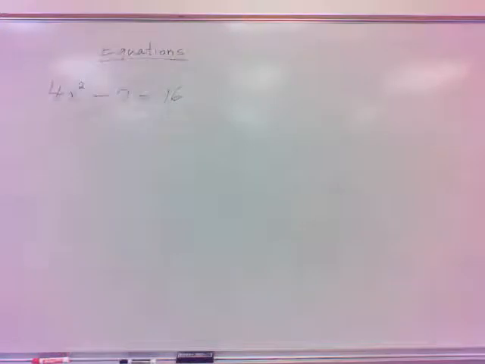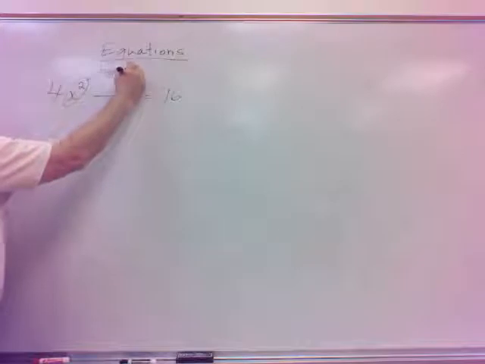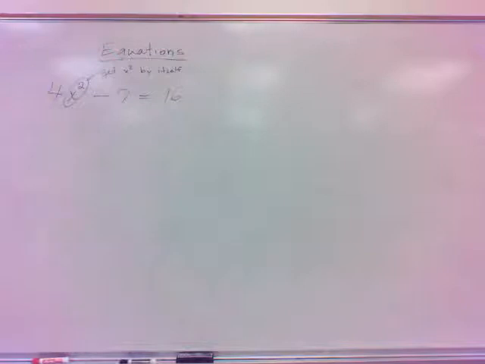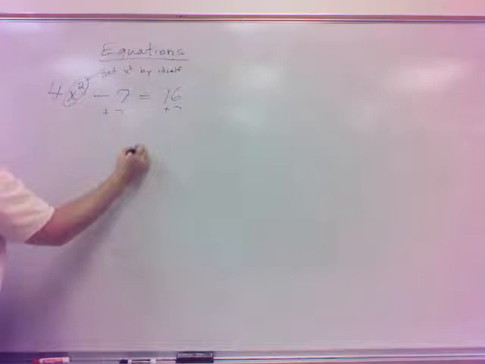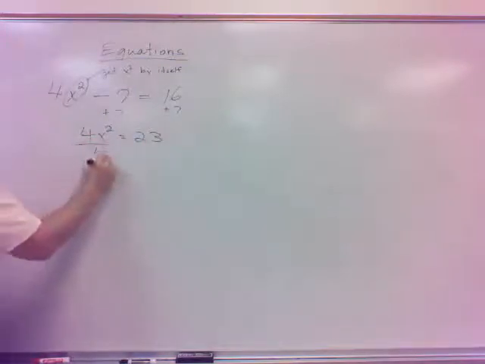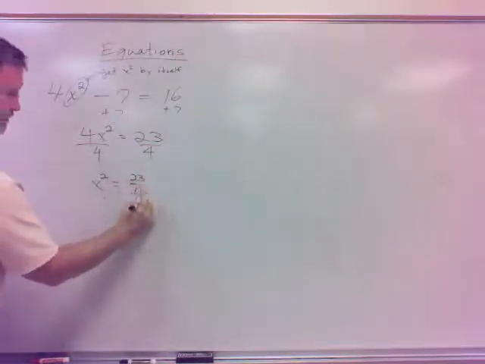If I use the square root method on it, what would be my first steps? I need to get x squared by itself, right? Because ultimately I want to square root both sides and do my thing there. So I get x squared by itself and then a number on the other side. Let's add 7. So we have 4x squared equals 23, and then divide off the 4. So we've got x squared equals 23 over 4.